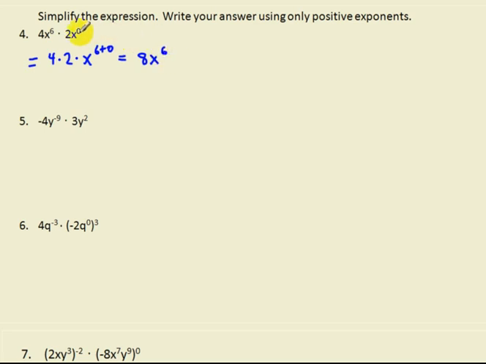Another way that you could look at this is x to the 0 is the same thing as 1, 2 times 1 is 2, and then 2 times 4x to the 6th is 8x to the 6th. Okay, number 5, we have negative 4y to the negative 9th times 3y squared, so we can take negative 4 times 3 for our coefficient, and then for y we're going to add the exponents since we're multiplying, so we take negative 9 plus 2. So for our coefficient we're going to have negative 12, and then y to the negative 7. Negative 9 plus 2 is negative 7.